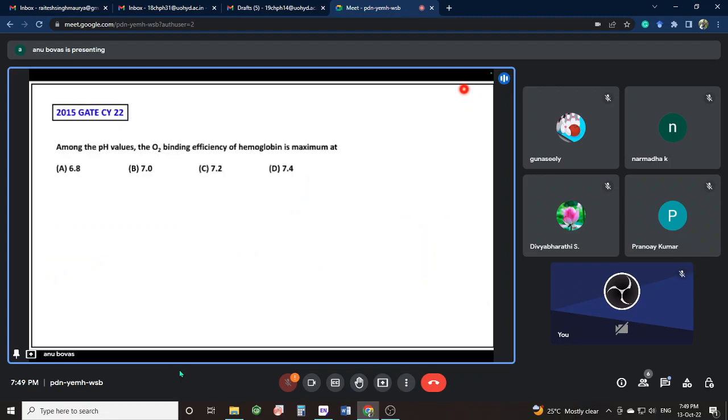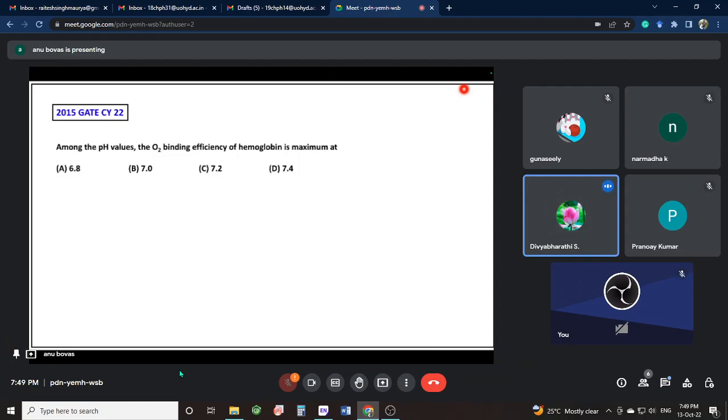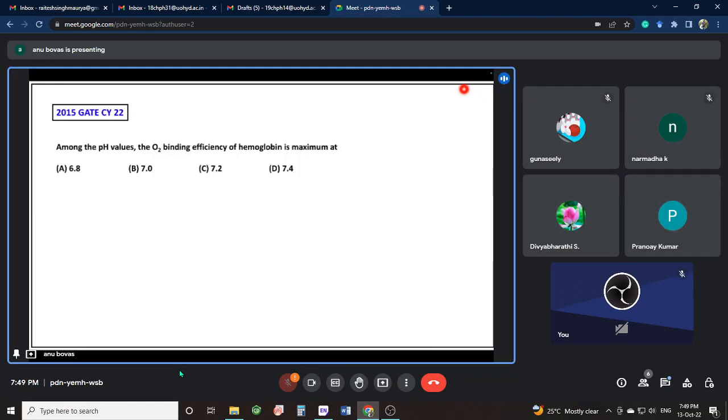Okay. Now, next question. Among the pH values, the oxygen binding efficiency of hemoglobin is maximum at? 7.4. Yeah, correct. Option D, because it is the highest pH. So we don't even have to think for a second, right? If we know one simple effect, the Bohr effect, we will get the answer very easily. Whatever pH values they have given, we just have to select the highest value. If they have given 8, just select that value. If they have given 7.6, we select that, the high pH value.